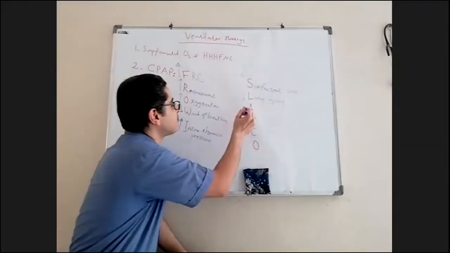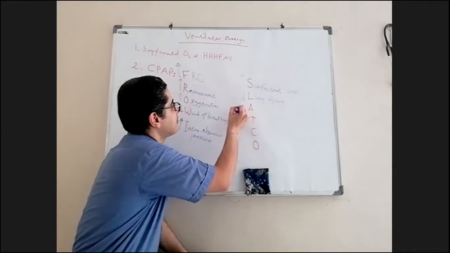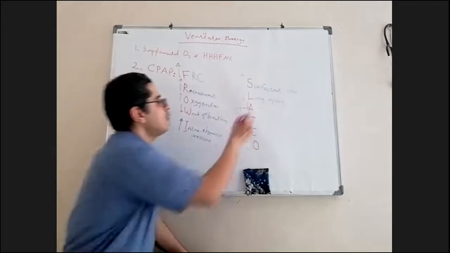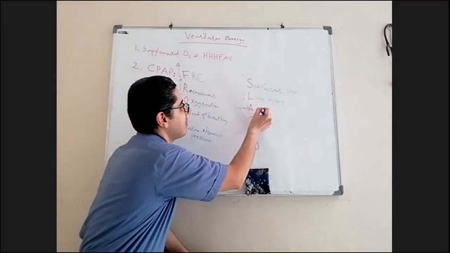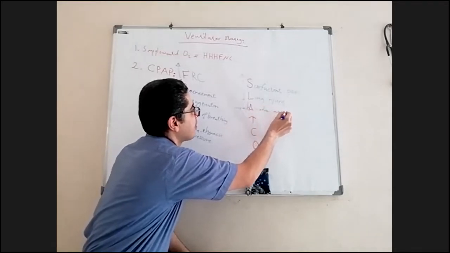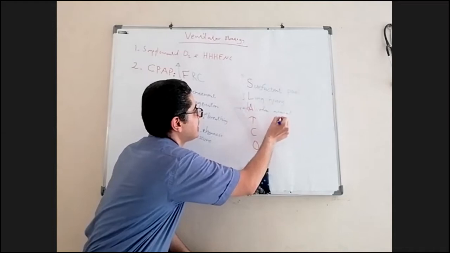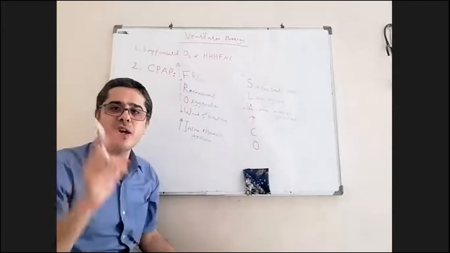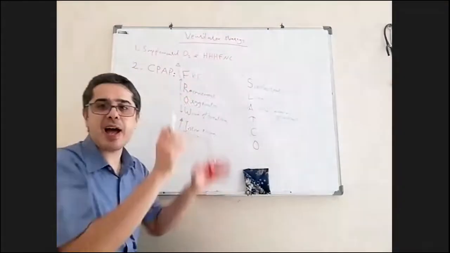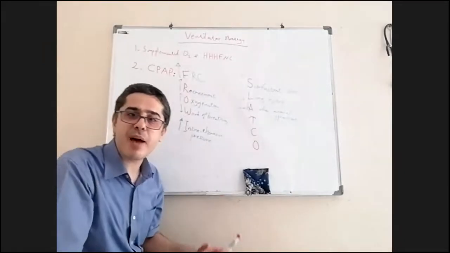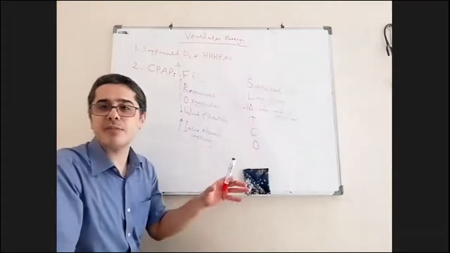A, improves, or we can say reduces, alveolar arterial gradient. Alveolar arterial gradient means the PaO2 in the alveoli versus in the artery. When we have good CPAP, we reduce the gradient, meaning no more shunt.